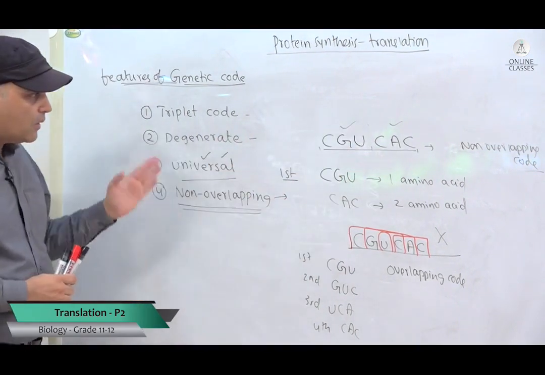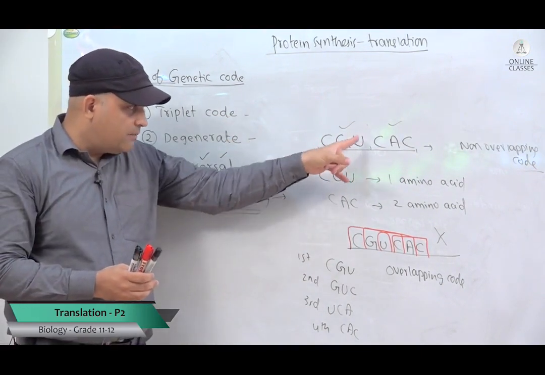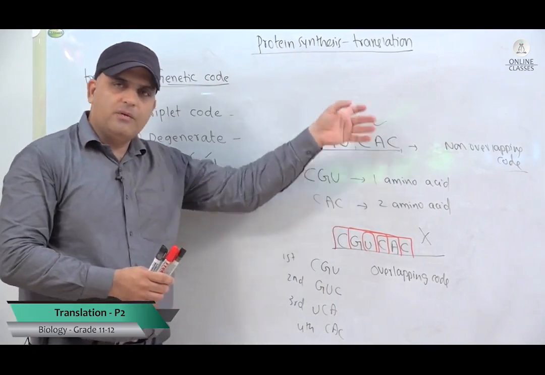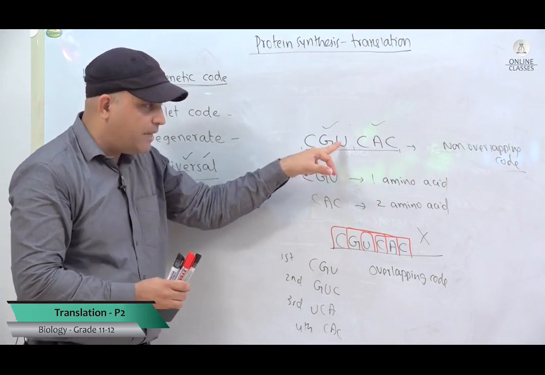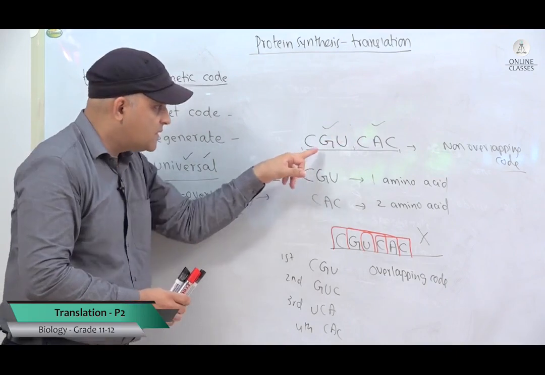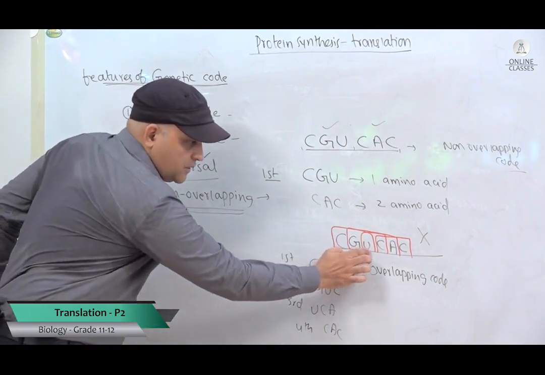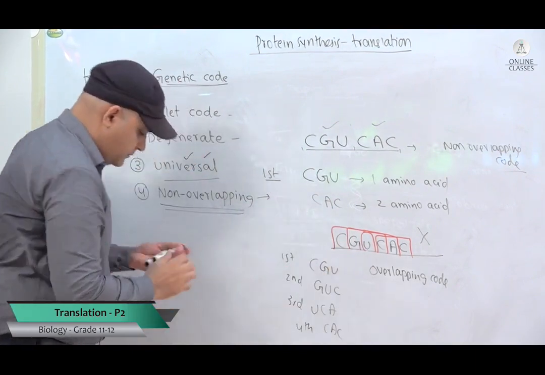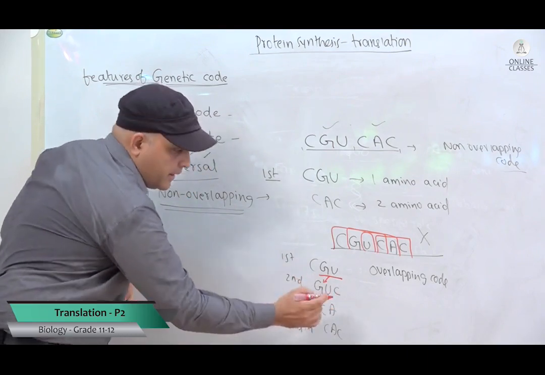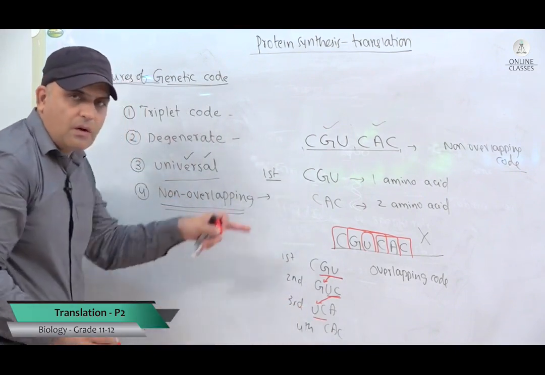So how do you define a non-overlapping code? Three nucleotides, or the nitrogen bases, they code for one amino acid. The next amino acid will be coded by the next three nitrogen bases. That means this nitrogen base or any of these nitrogen bases do not become a part of the next codon. CGU is different from CAC. But in this case, the nitrogen bases of the previous codon, these two will be used in the next codon, and these two, the last two, are used in the next codon. So this kind of code is called an overlapping code.